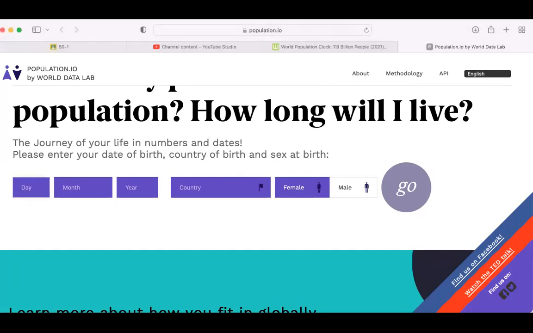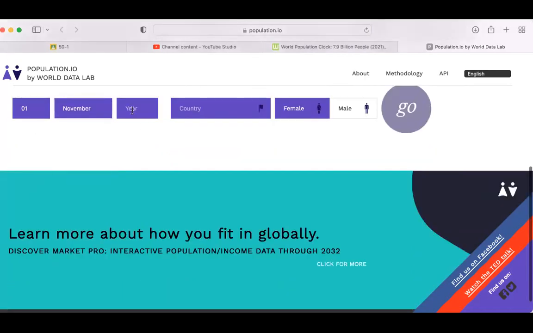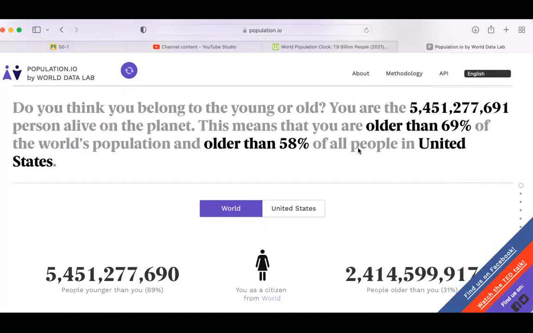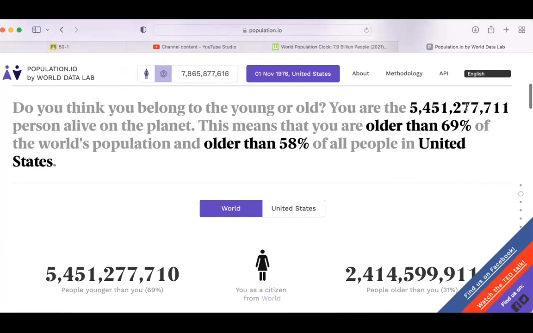Day 01, month November. Don't laugh when I type this. 1976. United States and female. How long am I going to live? Do I want to see this? It's going to be like, oh, 5 years. I am the 5,451,277,721st person alive on the planet.